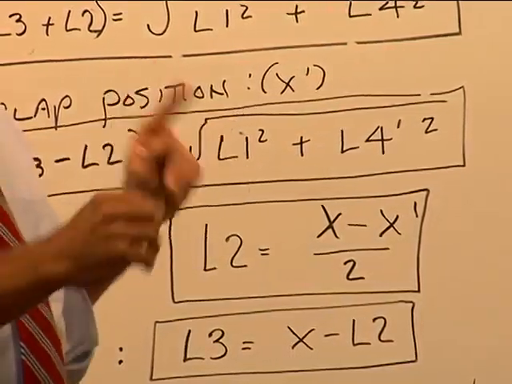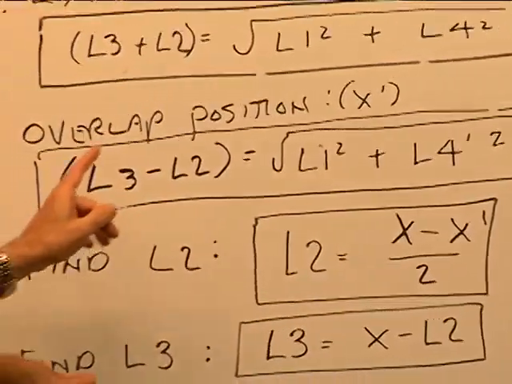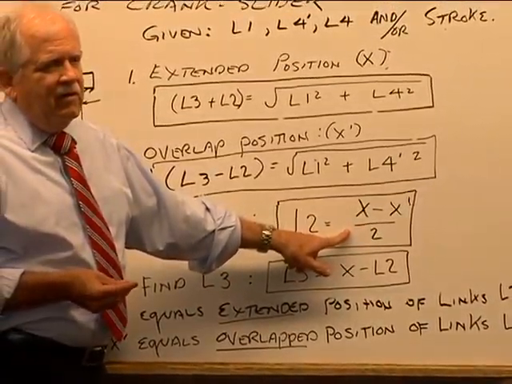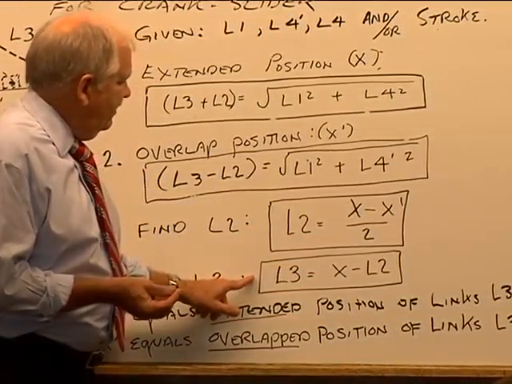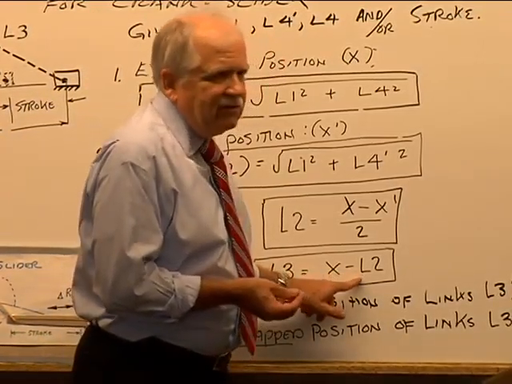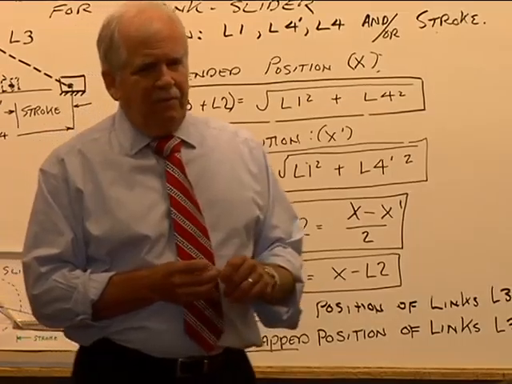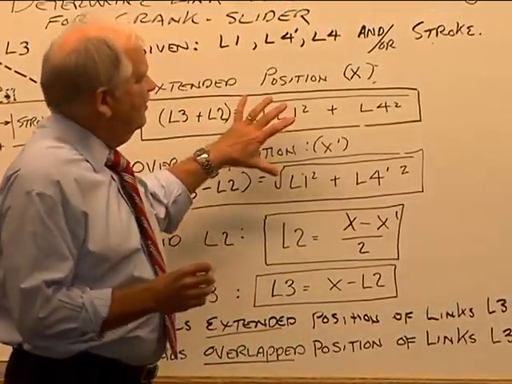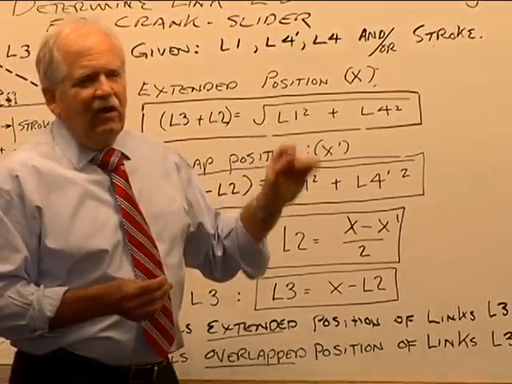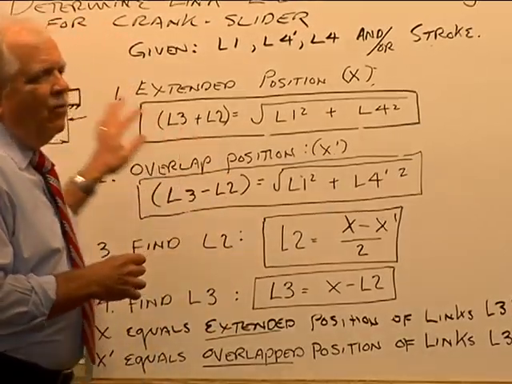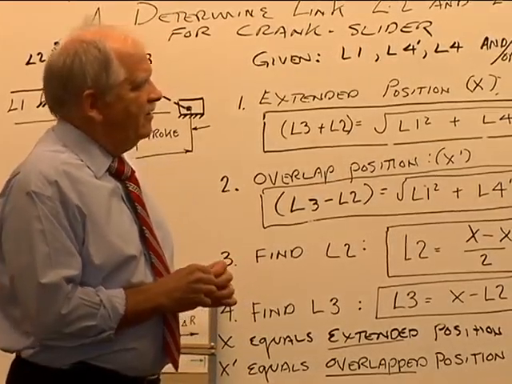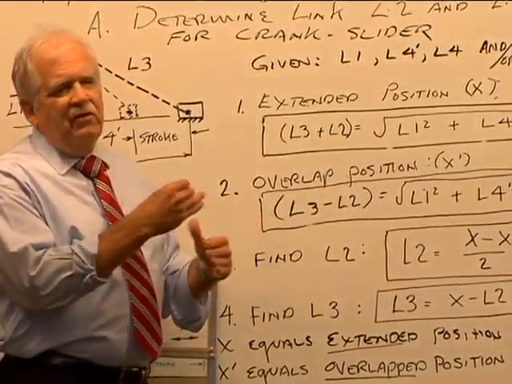Now that I have the two end positions, called the limiting positions, I can just subtract one from the other and divide by 2, and I'll be able to find L2. Then once L2 is discovered, all I need to do is take x and subtract L2 from it, and that will get me L3. So it's basically just using the Pythagorean theorem, understanding that we have two positions that we're going to use, and that will help us determine exactly what the lengths are in that linkage. So that's basically just a reverse of what we had done before.